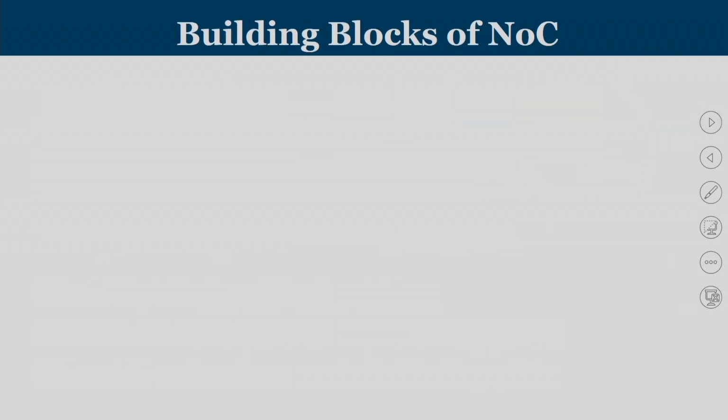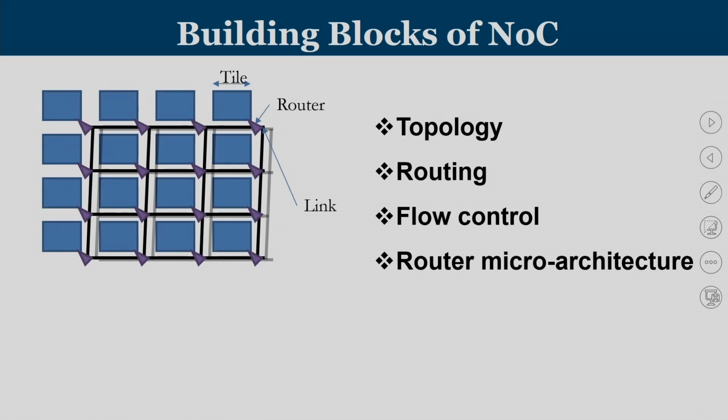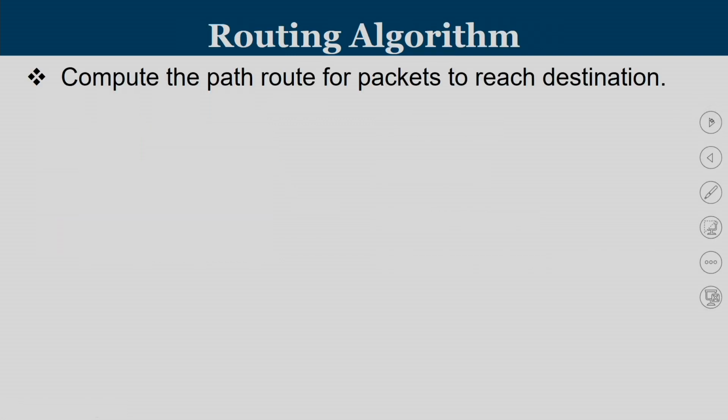To continue our discussion, let us see what are the remaining building blocks. Out of the 4 basic building blocks for NoC, we have covered topology already. Today our focus will be on routing, and in the next lecture we will cover flow control and router microarchitecture.